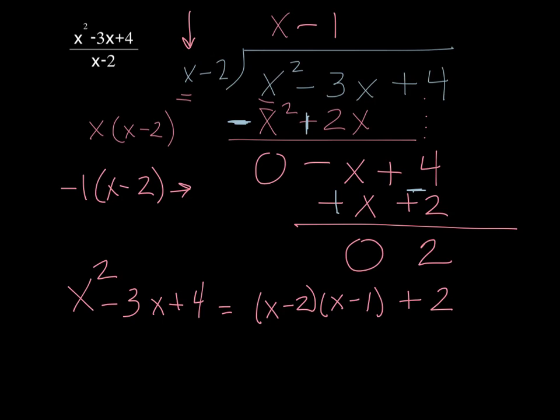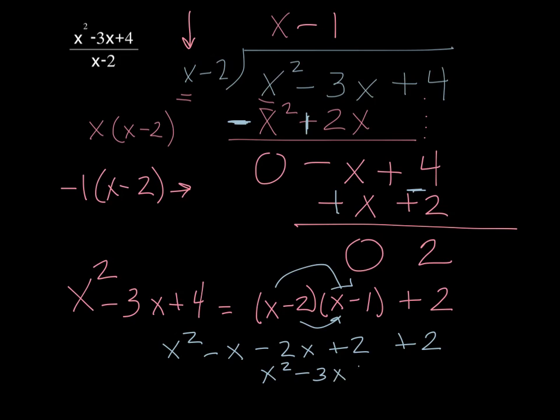When I multiply this out, we're going to get x squared minus x minus 2x plus 2 plus 2. X squared minus 3x plus 4.